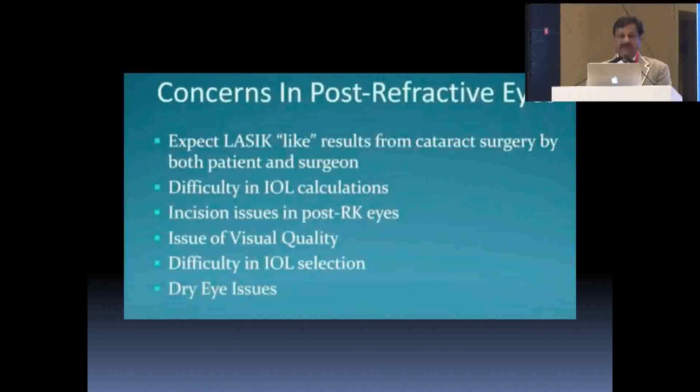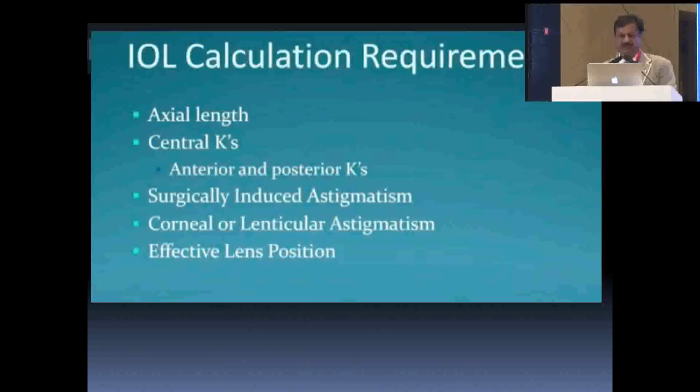The major concerns in post-refractive eyes is basically the expectation, as I already told. There is a difficulty in the IOL calculation because of the multimodal problems. There are incision issues when you're dealing with post-RK eyes, because we have 4 cuts, 16 cuts, 18, 24 cuts, extending near to the limbus. So these are those patients where we have to be extra careful, because otherwise the incisions start ripping off. There is the issue of visual quality. Then there is difficulty in the IOL selection, because most of these patients would always need a presbyopic IOL correction, which is difficult in this subset of population. And definitely these are patients who have been suffering from dry eye issues, maybe because of their post-refractive surgeries.